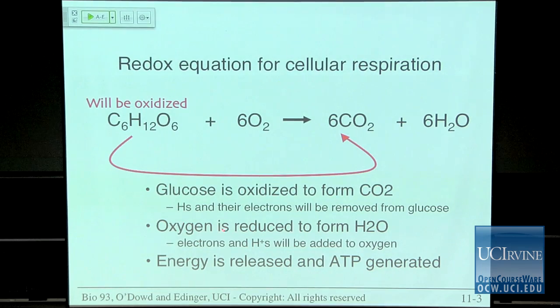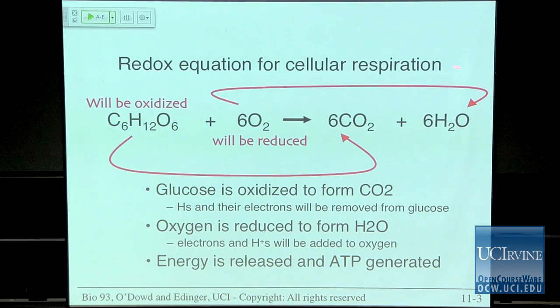Okay, oxygen is reduced to form water because the electrons that were taken off glucose are going to be added to that oxygen, and we're going to form H2O. So we're taking all these hydrogens and their electrons away, and we end up with carbon and oxygen left, so carbon dioxide. And in this one, we're going to add the hydrogens with their electrons back, and that's going to be water. This happens in a long series of steps. This is just the final product. So energy is released, and ATP is generated.